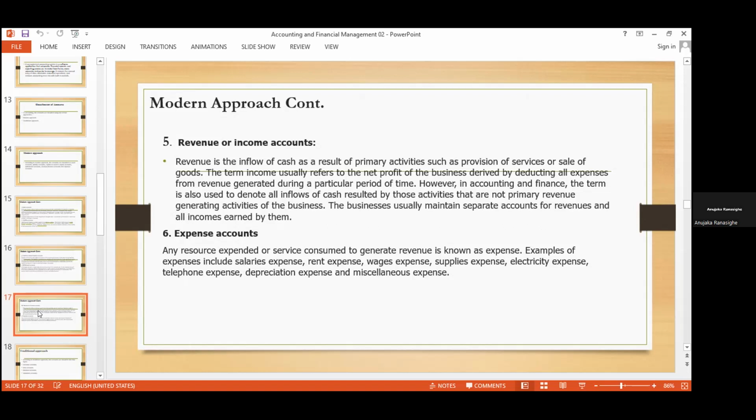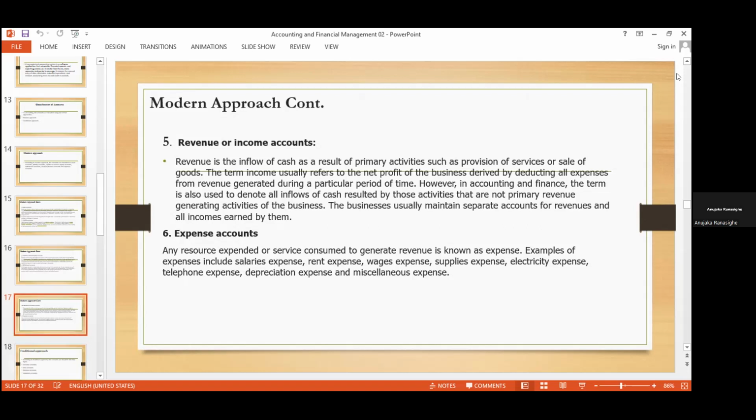However, in accounting and finance, the term is also used to denote all inflows of cash resulting from those activities that are not the primary revenue generating activities of the business. The business usually maintains separate accounts for revenues and all incomes earned by them. All the revenue and income transactions enter to these accounts.